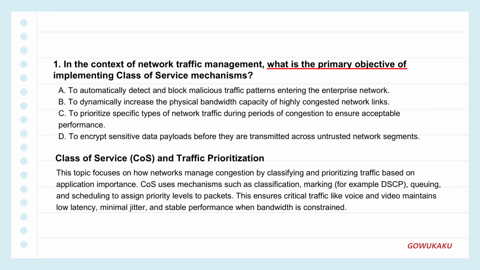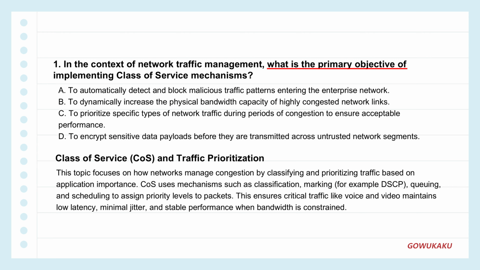Well, I was initially leaning toward B, actually. Like, if a network is highly congested, wouldn't the primary goal be to dynamically increase the physical bandwidth capacity? I mean, we want a wider highway, right? It's a completely logical thought, yeah. But it actually highlights a hard physical limit of networking. You can't magically build a new physical copper cable or a fiber optic link. Exactly. You can't build that using a software mechanism. Class of service, or COS, is entirely about managing limited resources, which makes C the correct answer.